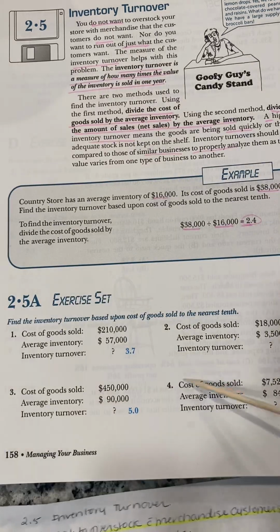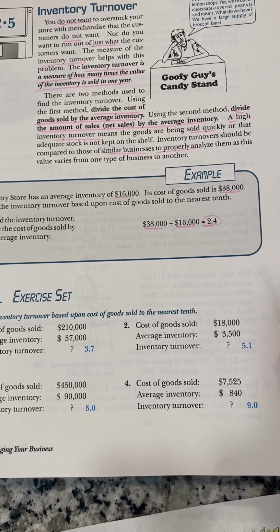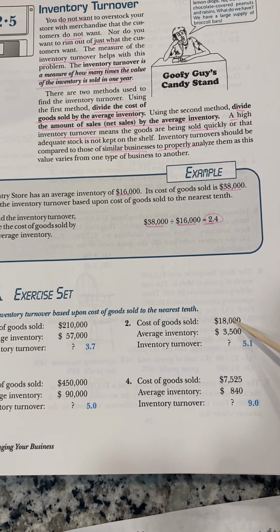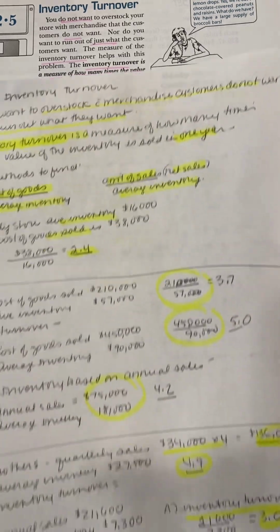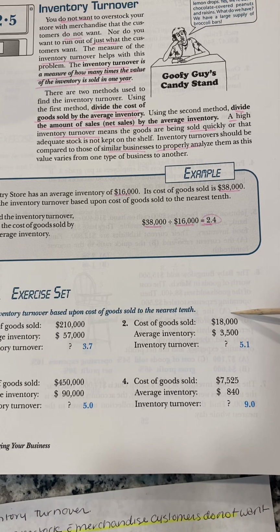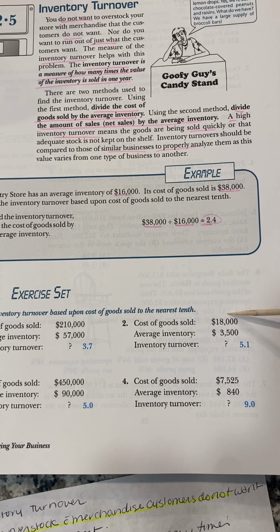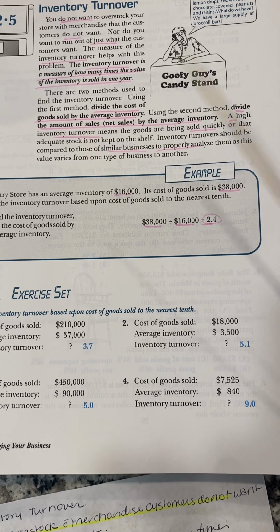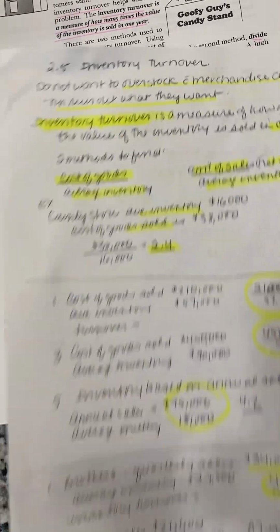So let's go on. We're going to do number 2 here. Move it over here so you can see it. We have the cost of goods is $18,000. Average inventory is $3,500. I didn't do number 2, but anyway, just divide those 2 and you'll get 5.1. These are all pretty easy. This one here I did.